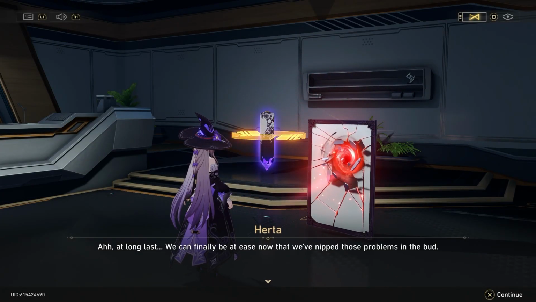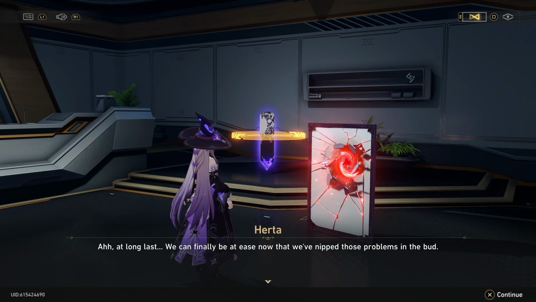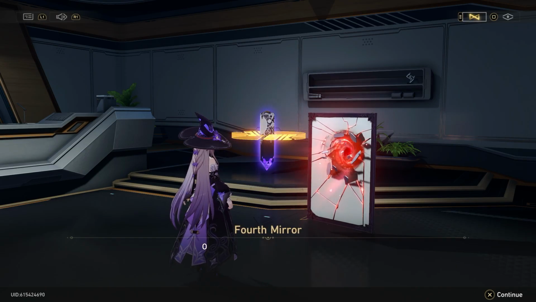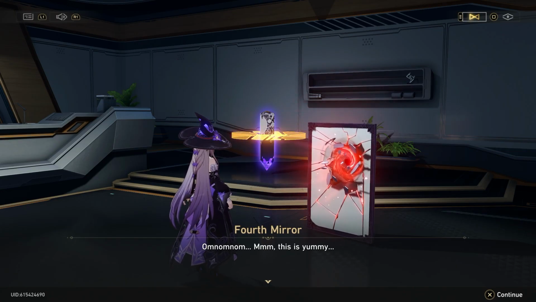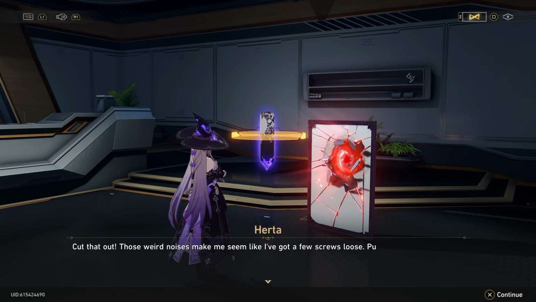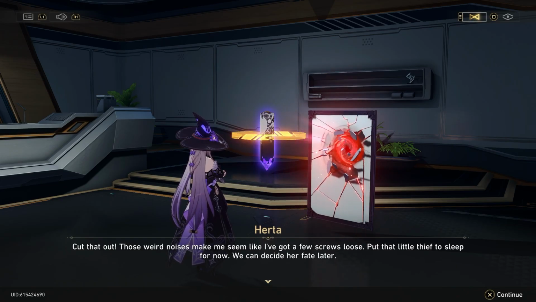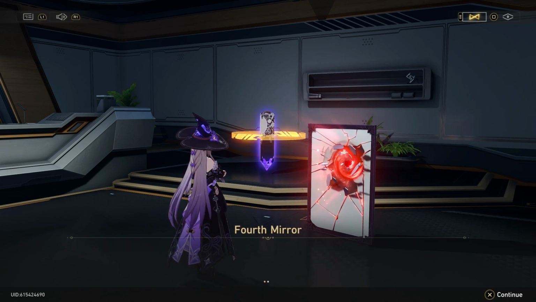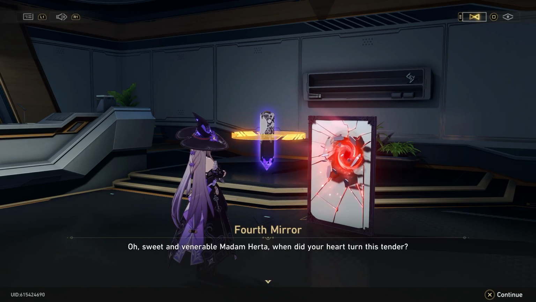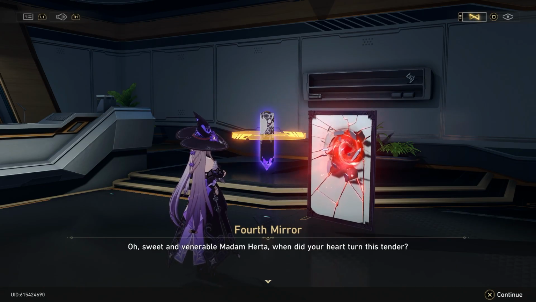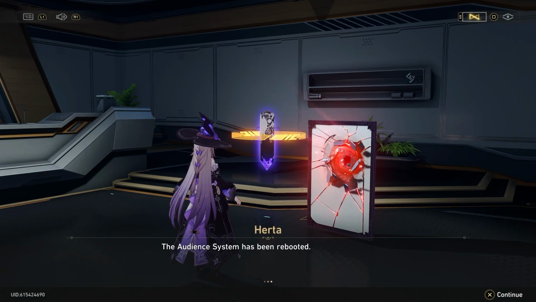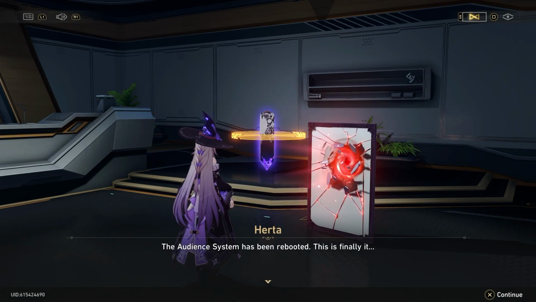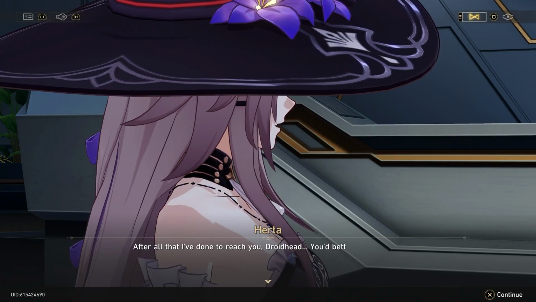At long last, we can finally be at ease now that we've nipped those problems in the bud. This is yummy. Oh, cut that out! Those weird noises make me seem like I got a few screws loose. Put that little thief to sleep for now. We can decide her fate later. Oh, sweet and venerable Madam Herta, when did your heart turn this tender? The audience system has been rebooted. This is finally it. After all that I have done to reach you, droid head, you better not snub me.